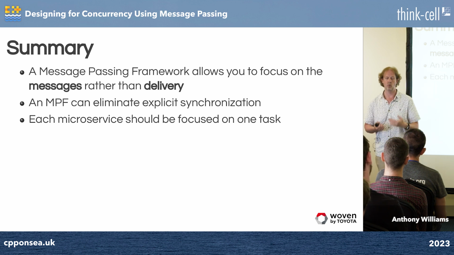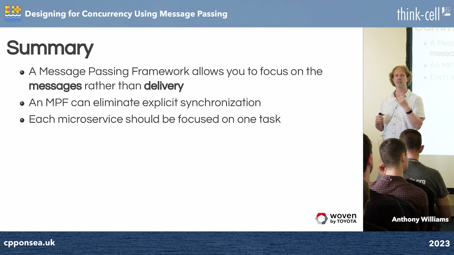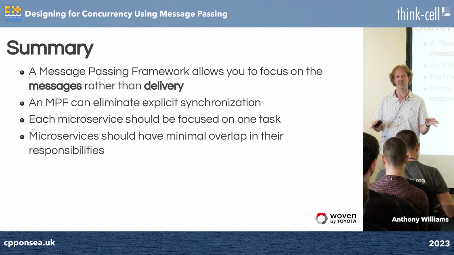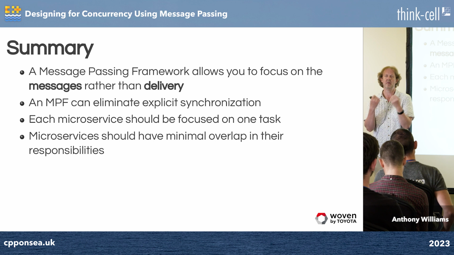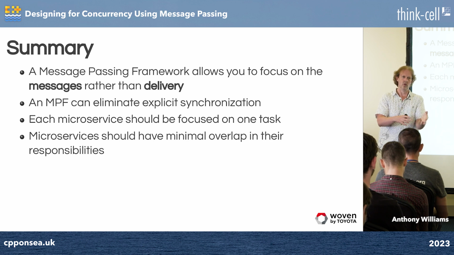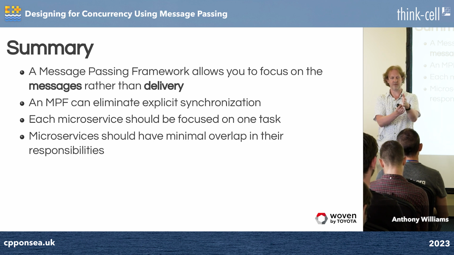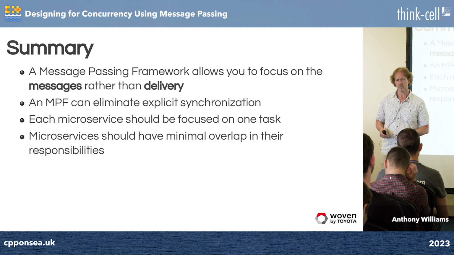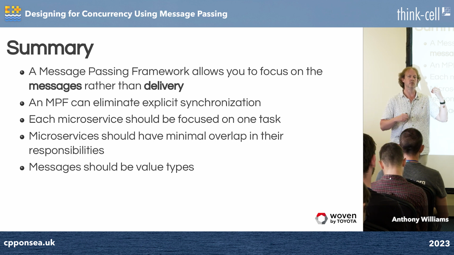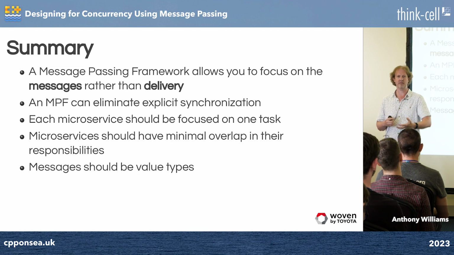In order to make that work and work well, we want our microservices or actors to focus on one task with minimal overlap, so that they don't have shared responsibilities, because if you have overlap and shared responsibilities, you end up reaching instinctively for shared state, which is a backward step. That generally means that you've got your division wrong, and you want to either coalesce things or split them apart with a different boundary. Messages should be value types, again, to eliminate the potential for shared references and the race conditions that can come from that.